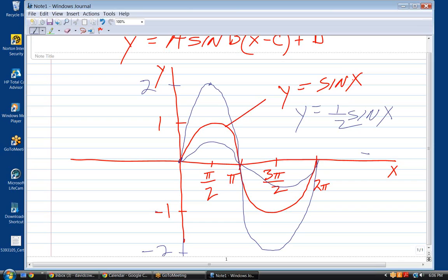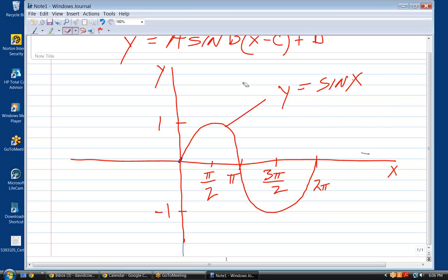Okay? All right. So let me erase the blue, and we'll take the next letter, which is B. B relates to a horizontal stretch or shrink.